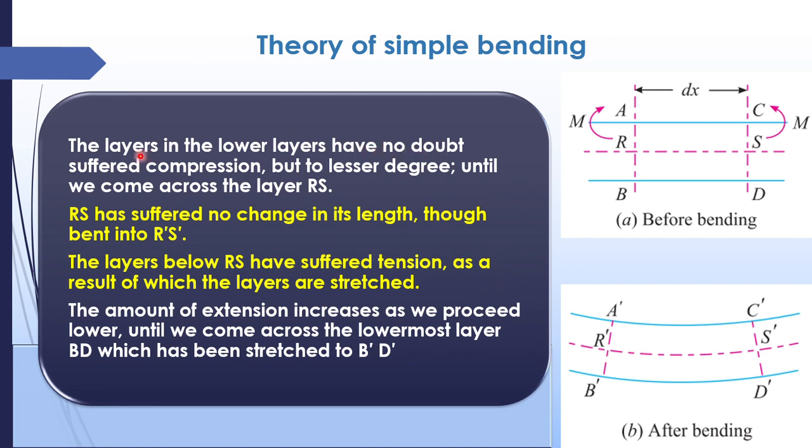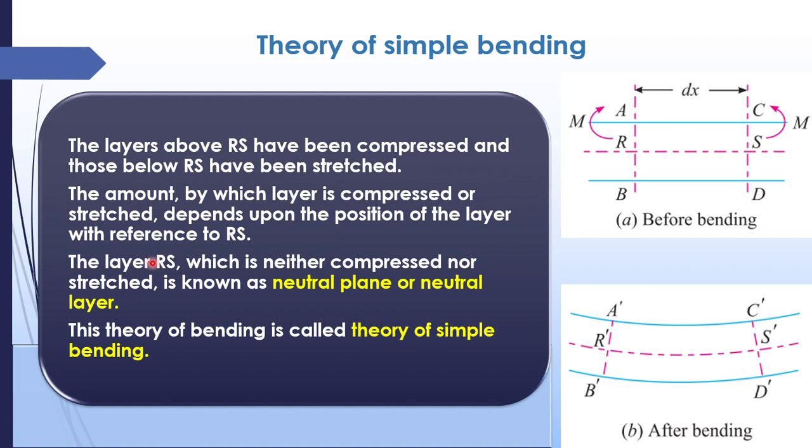The lower layers have no doubt suffered compression, but to a lesser degree, until we come across the layer RS. After RS, what will happen? It will undergo tension. RS has suffered no change in its length though bent into R dash S dash. The layers below RS have suffered tension, as a result of which the layers are stretched. Got it? Now, the layer RS, which is neither compressed nor stretched, is known as the neutral layer or neutral plane.